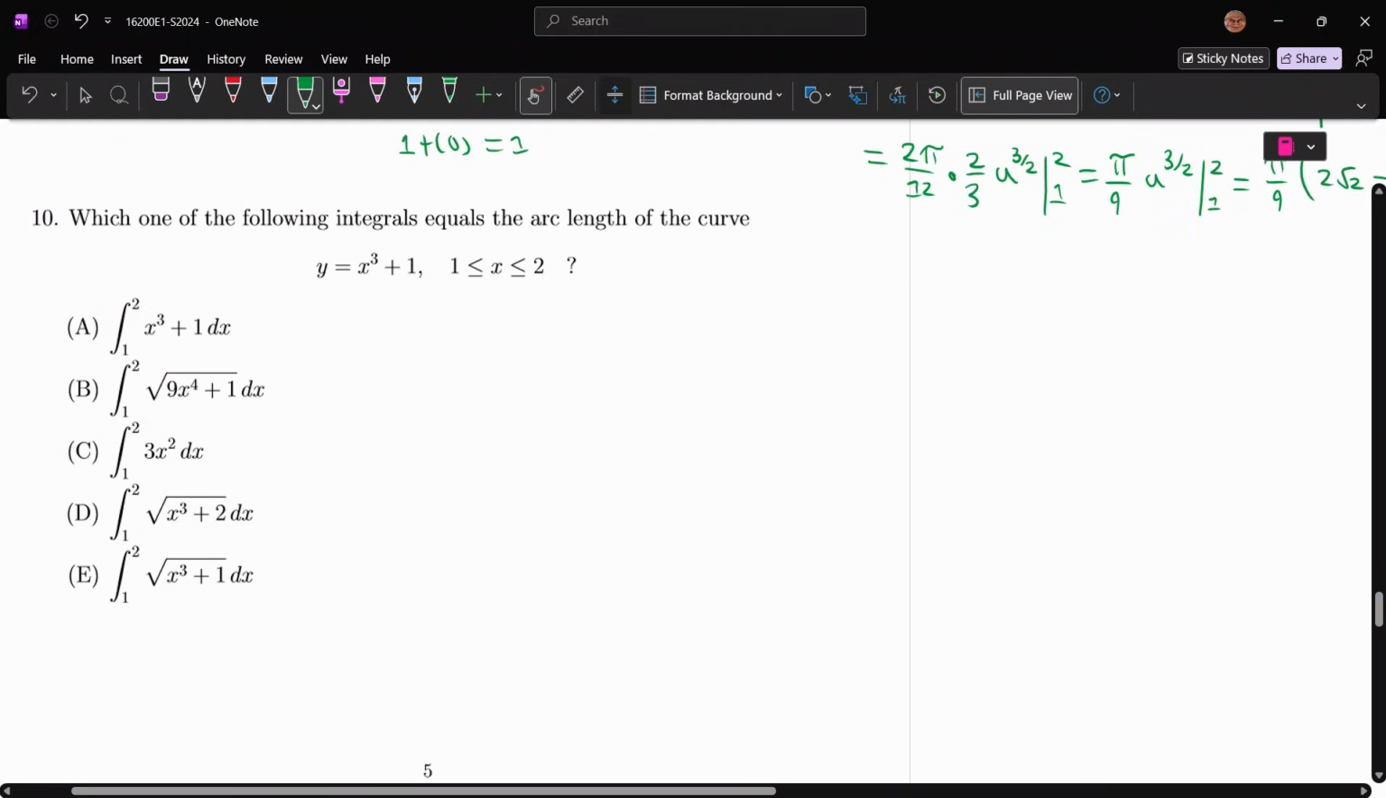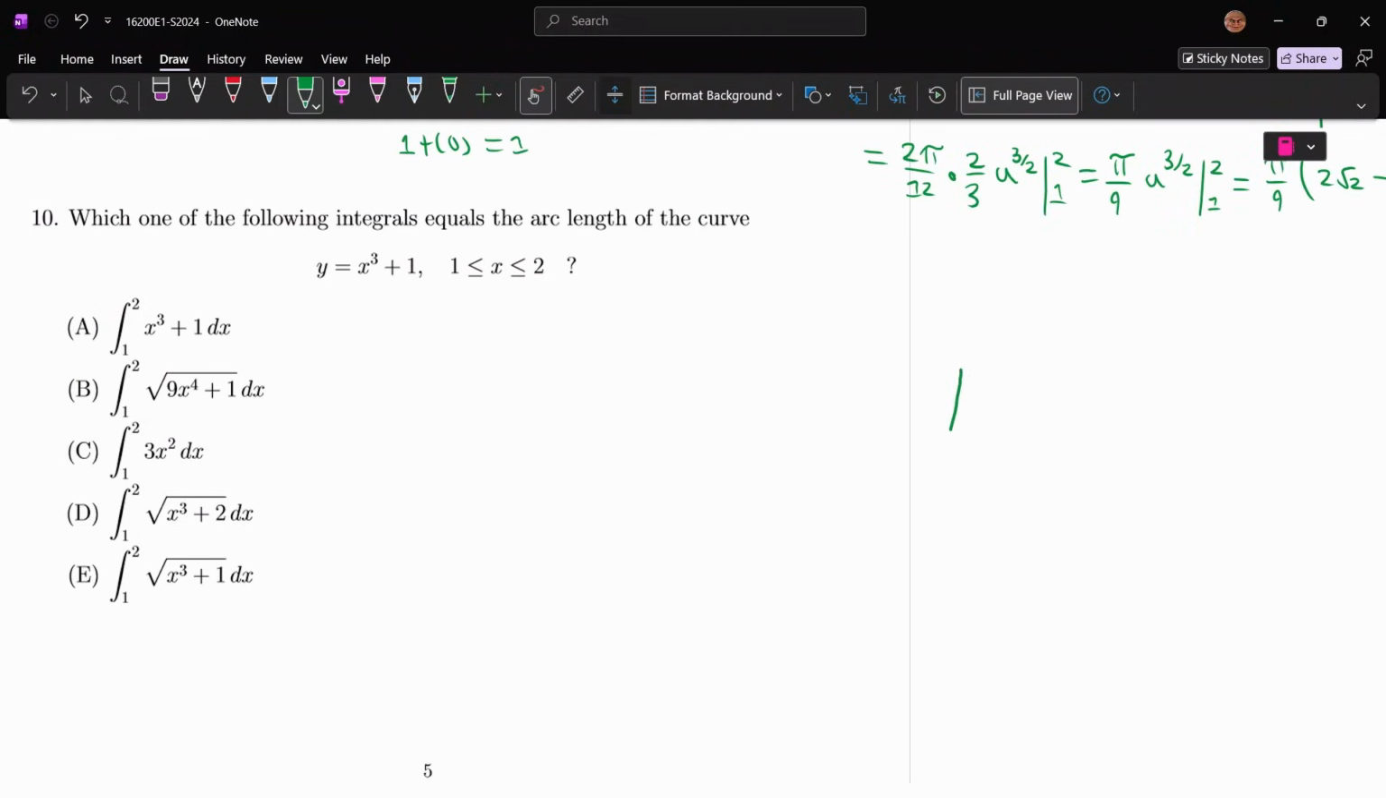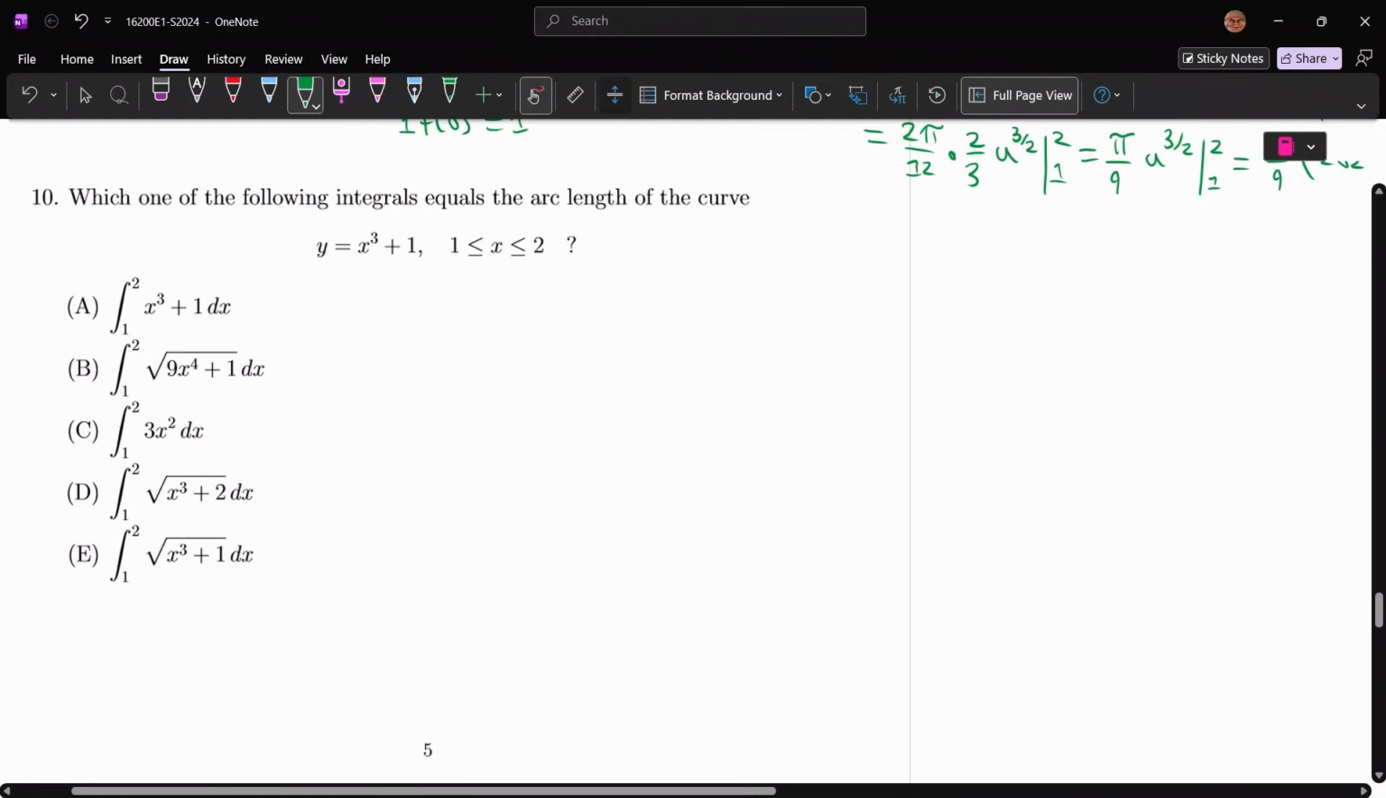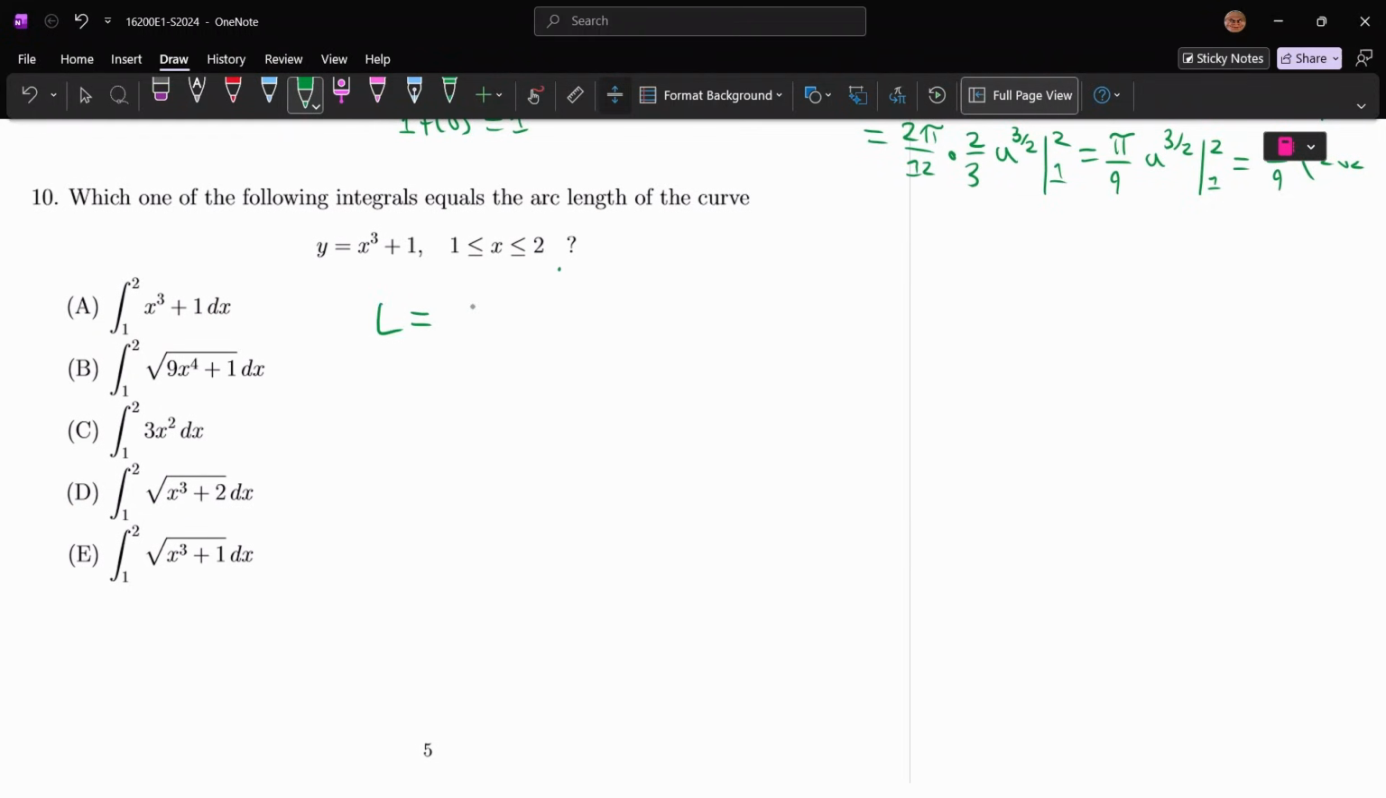Alright, which one of the following integrals equals the arc length of the curve given to us here, ranging from 1 to 2? So recall that the arc length of a function ranging between some boundaries can be found by using a known formula. We know that arc length, let's just say L, is going to be equal to the integral from a to b of the square root of 1 plus the derivative of the given function squared. So let's just say y prime squared.